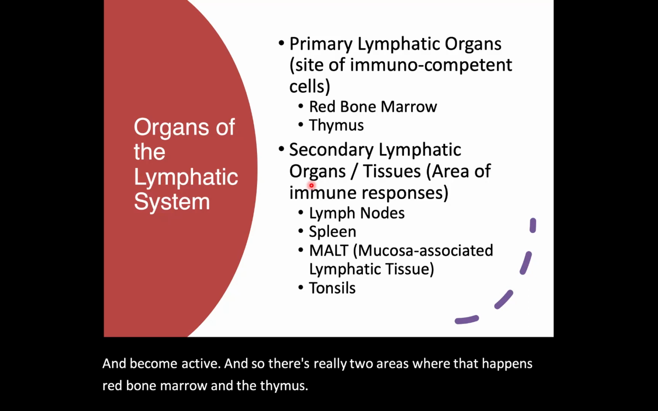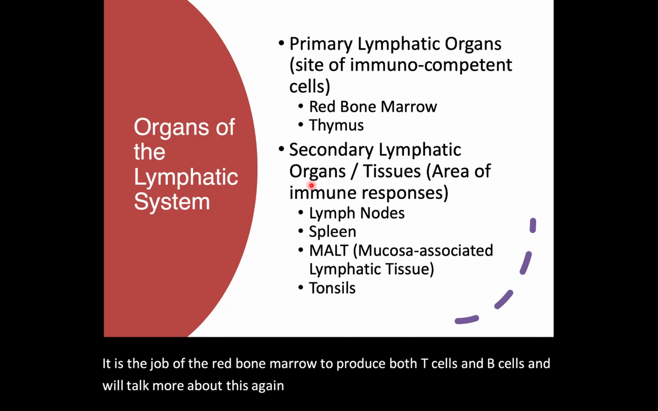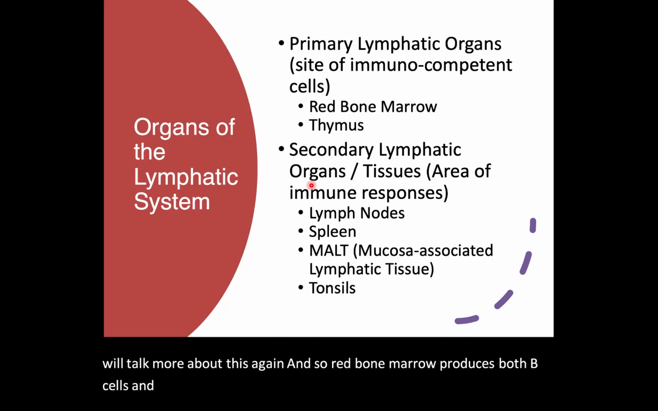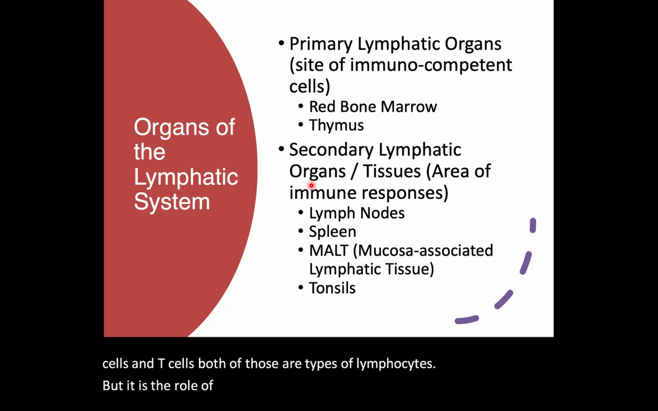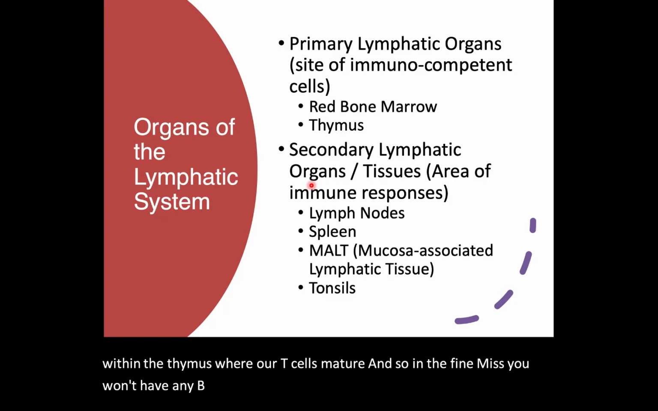It is the job of the red bone marrow to produce both T cells and B cells, and we'll talk more about this again. Red bone marrow produces both B cells and T cells. Both of those are types of lymphocytes. But it is within the thymus that our T cells mature. So in the thymus, you won't have any B cells. You just have the presence of T cells. But both the T cells and the B cells are produced within the red bone marrow.